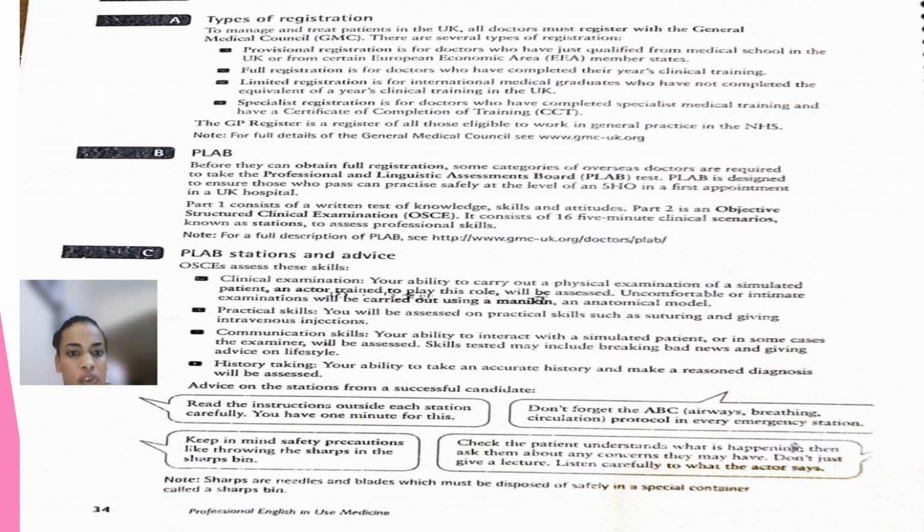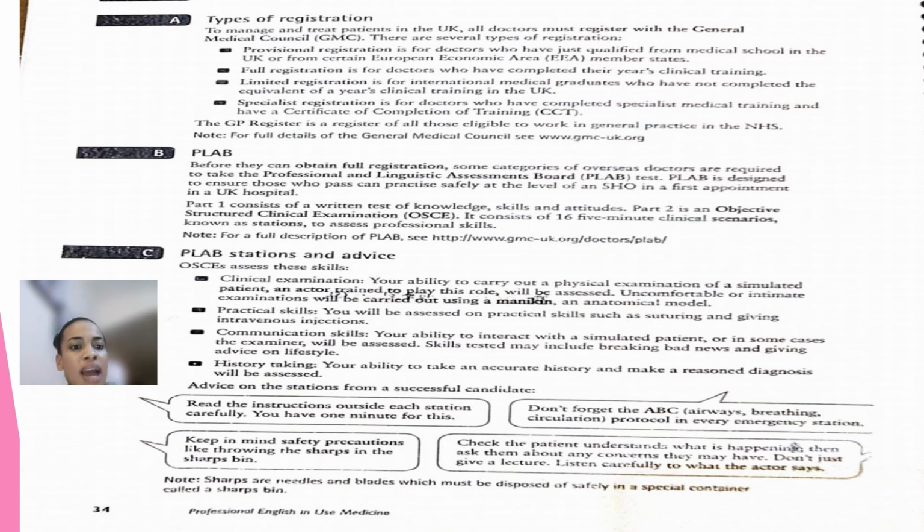Limited registration is for international medical graduates who have not completed the equivalent of the year's clinical training in the UK. Specialist registration is for doctors who have completed specialist medical training and have a Certificate of Completion of Training, CCT. The GP register is a register of those eligible to work in general practice in the NHS.